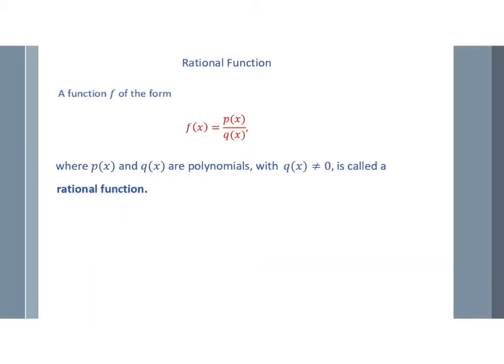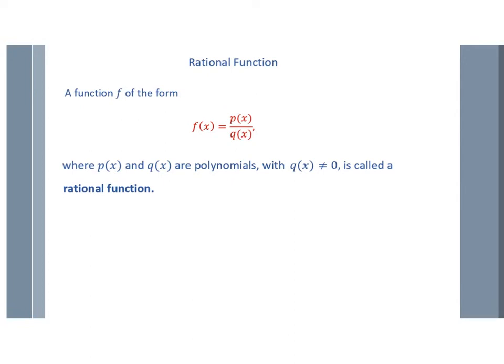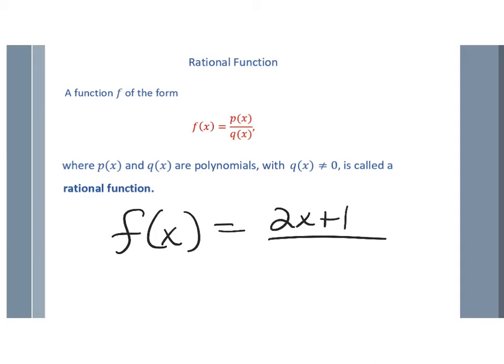By definition, a rational function is in this form, where p of x and q of x are some kind of polynomials. For example, the function could be f of x equals 2x plus 1 over x squared minus 4, and we're going to be graphing this. We're going to learn how to find the asymptotes, the x-intercept, the y-intercept, and then additional points.